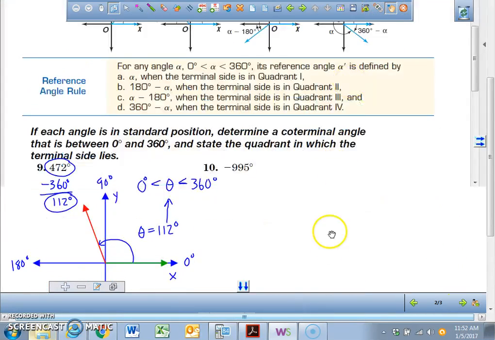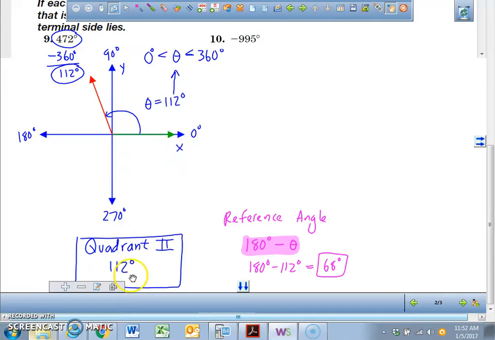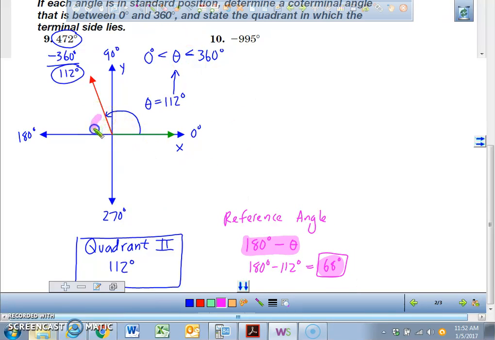Okay? Now, for number 9, this is your answer for number 9. This is your answer if I asked you for the reference angle. Let me highlight where that would be. This would be right here.